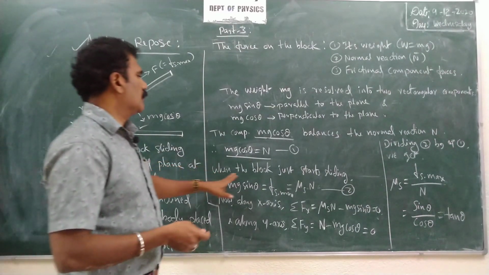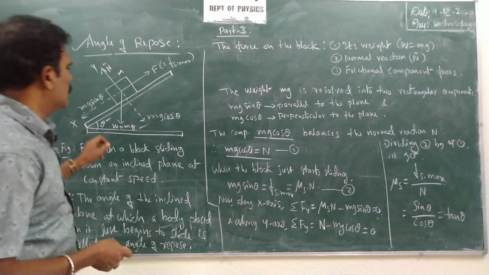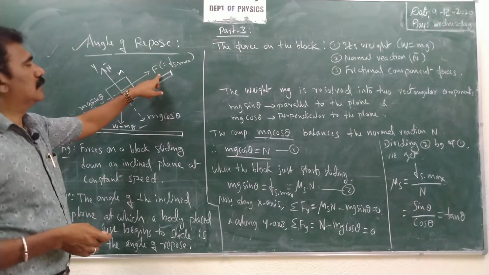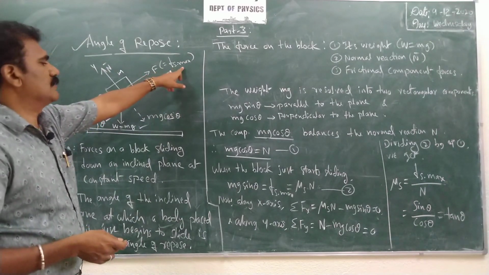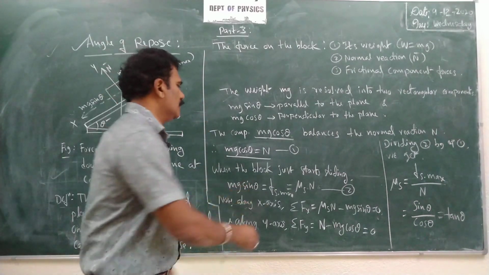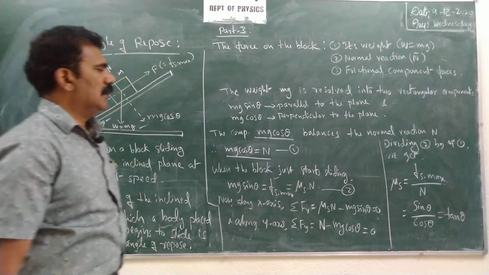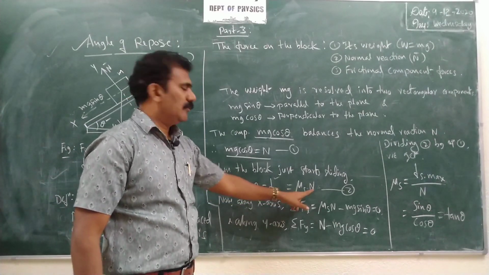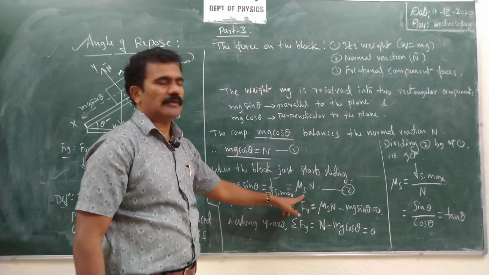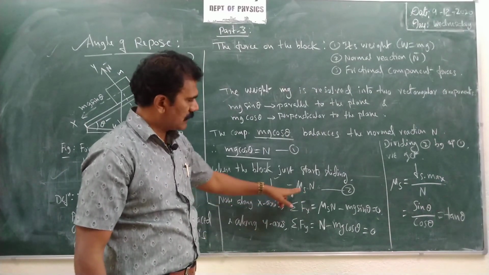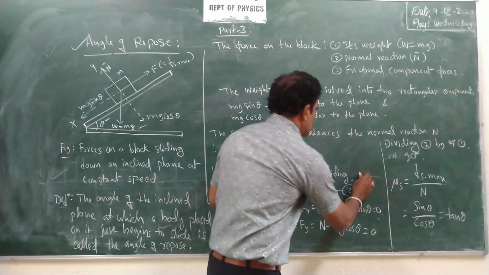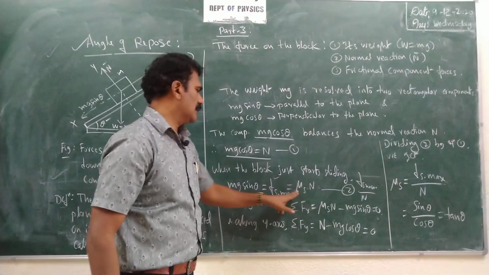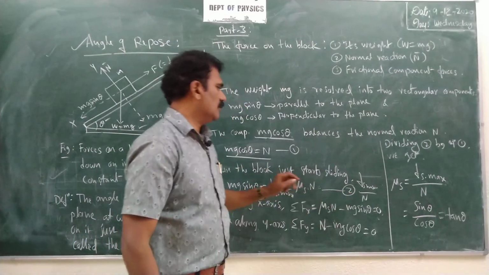Now when the block just starts sliding, the corresponding mg sin theta will balance the frictional force, that is Fs maximum. So you can write mg sin theta is equal to Fs maximum, the limiting friction. And you know, limiting friction is defined as mu s into N. What is this mu s? Mu s is the coefficient of static friction, and N is the normal reaction, right? So the coefficient of static friction mu s is defined as Fs maximum divided by N. By cross multiplication, Fs maximum is equal to N into mu s, right?